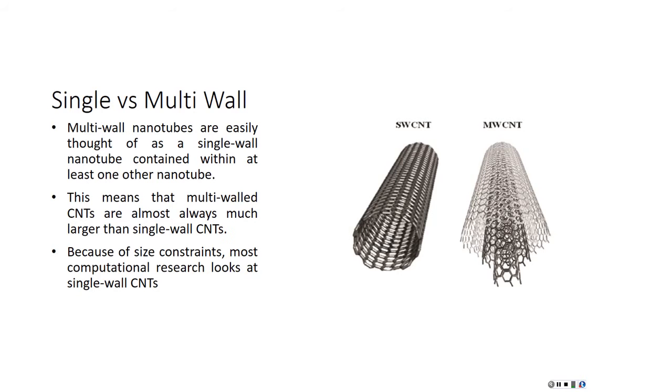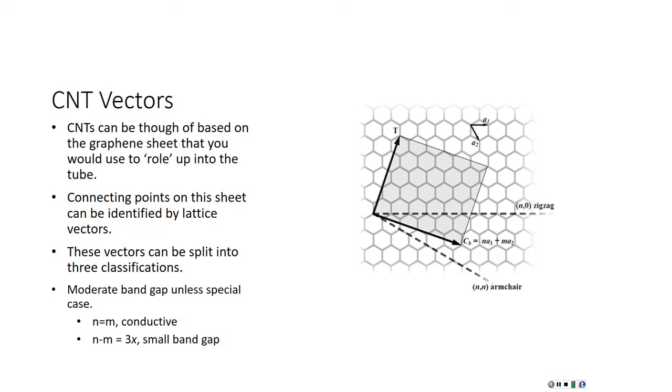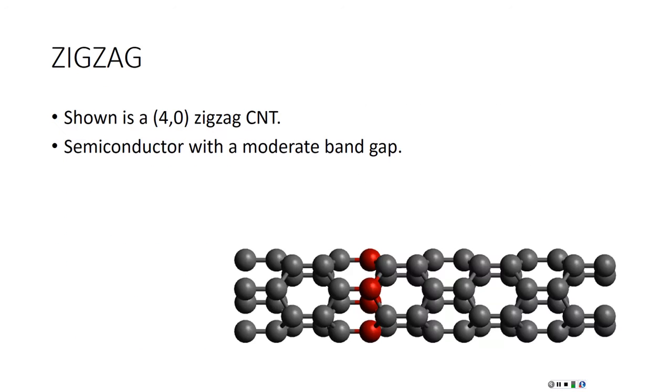Single wall is probably your basic one atom thick, and multi-wall is pretty much like a single wall inside of another single wall, and so on. For the vectors that describe them, you can think of them as a graphene sheet, and then vectors along that graphene sheet point to another carbon that you would roll up into a tube and connect them there. So the three types that we could get when we do this are ZIGZAG, where one of the pairs of vectors is a 0.